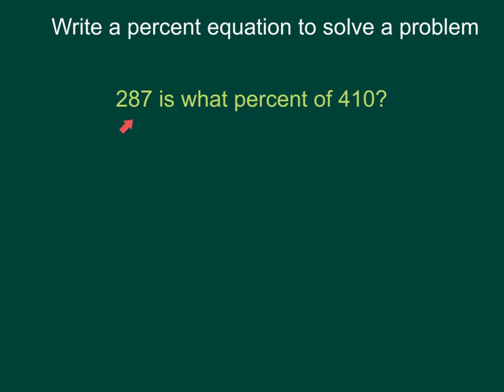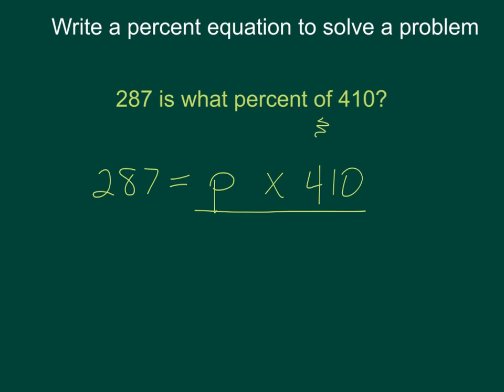So in this one here, I have 287 is what percent of 410. So my keywords here: is means equal, so I have 287 is, or equals, what percent, so I'll put P for percent, of, the keyword there that means times, 410. So there's what my equation looks like. Now I have to get P by itself, so I'm going to divide this side by 410, which means I would do the same thing over here, divide by 410.